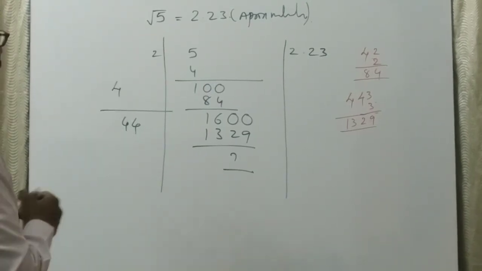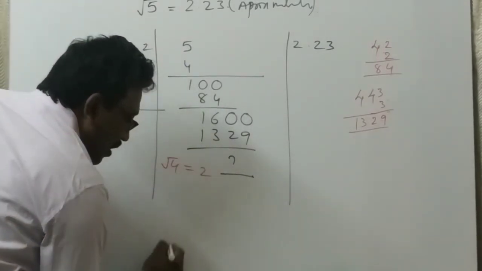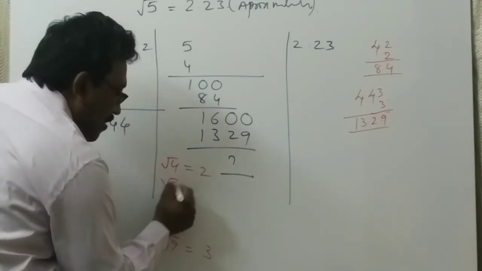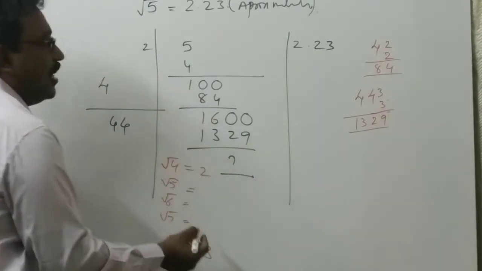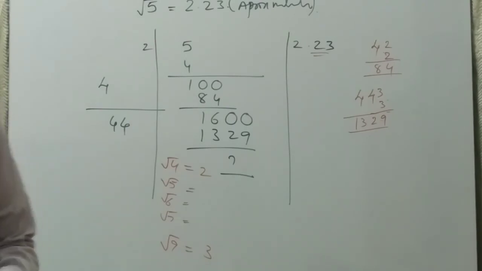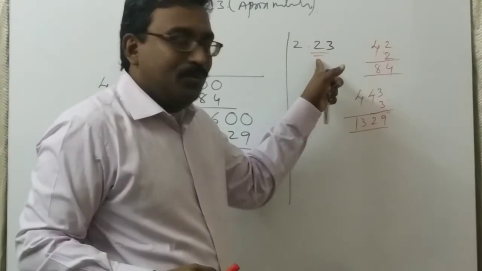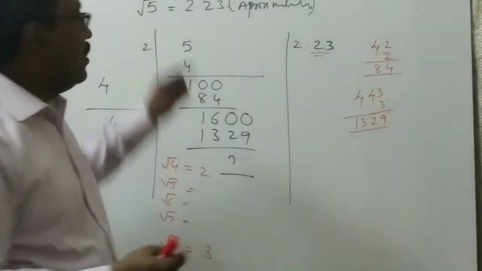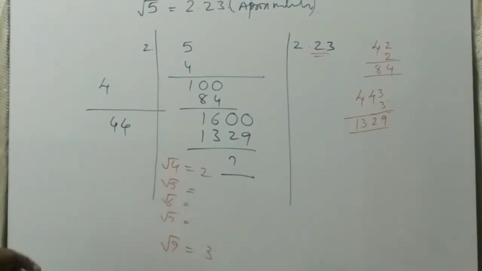I told you already the logic also for you. Root 4 value is 2. Root 9 value is 3. Now root 5, root 6, root 7 values are close to this. That means 2.23 is similarly equal to 2.25, that is 2 and 1/4. That is equal to the root 5 value. Now, we'll go to the next concept.